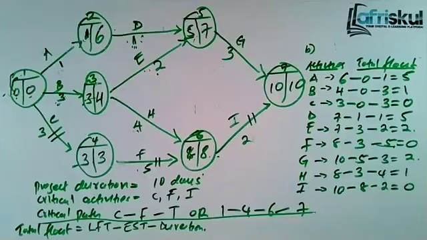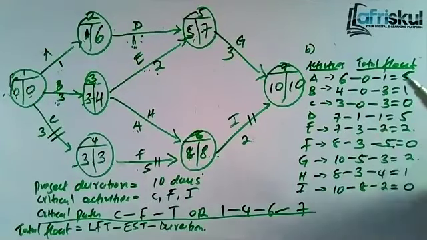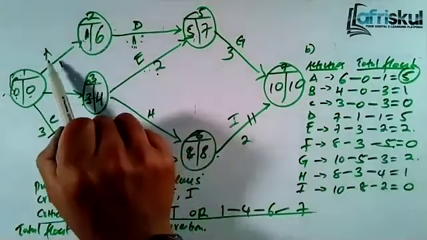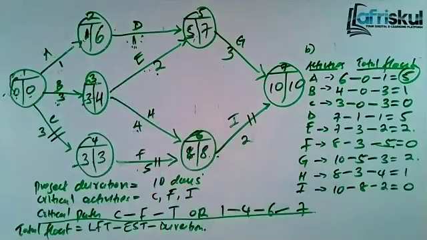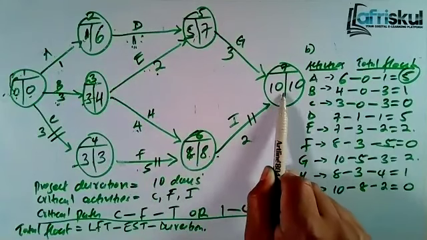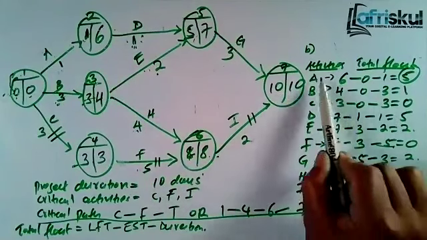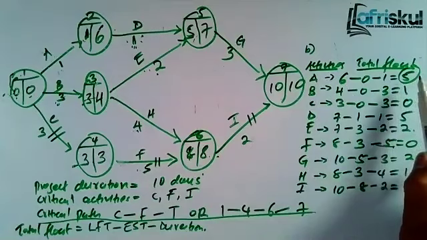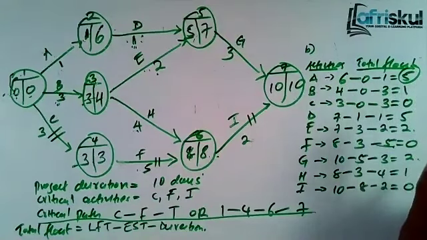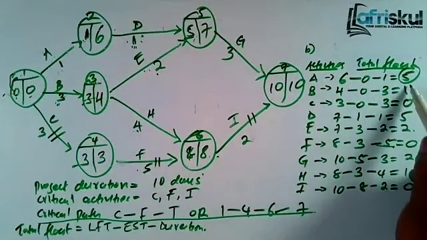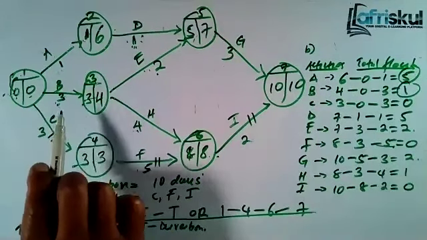That means, remember we said that the float, okay, let me take you back. Like A, the float is 5. That means for activity A, you can hold it for 5 days without working, but still you'll complete your project within 10 days. So that means you can delay activity A for 5 days. Remember we said that float is the time through which an activity can be delayed without affecting the project completion time. Activity B, you can delay it for 1 day.